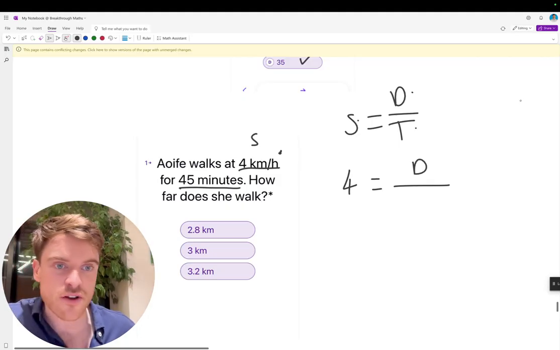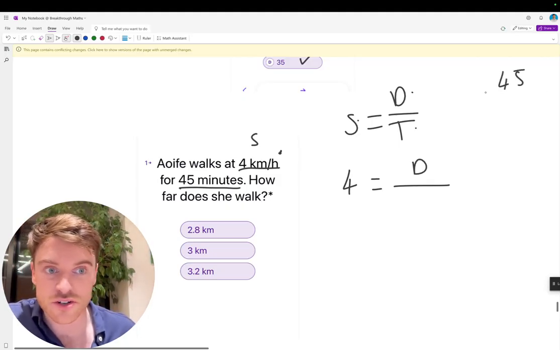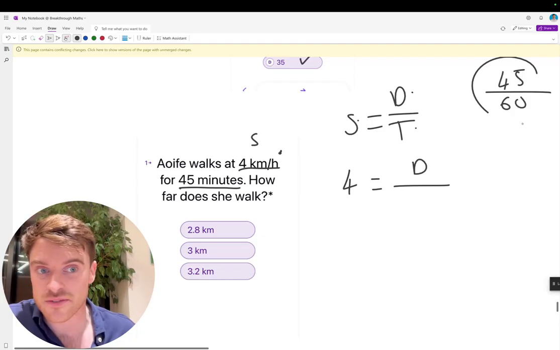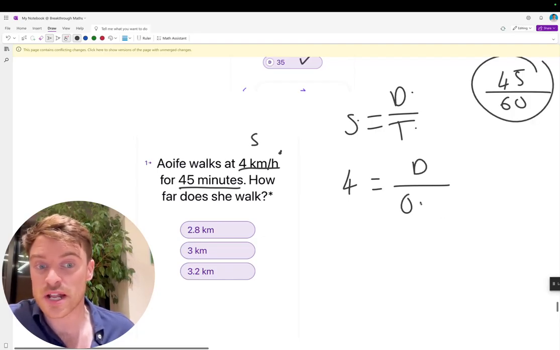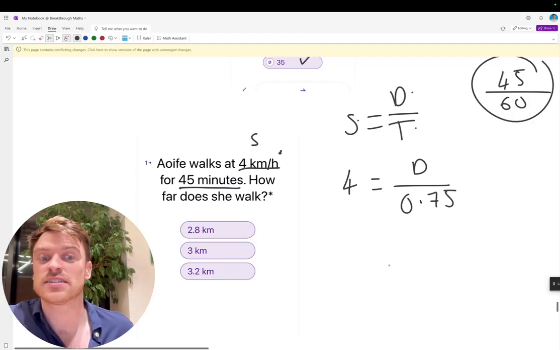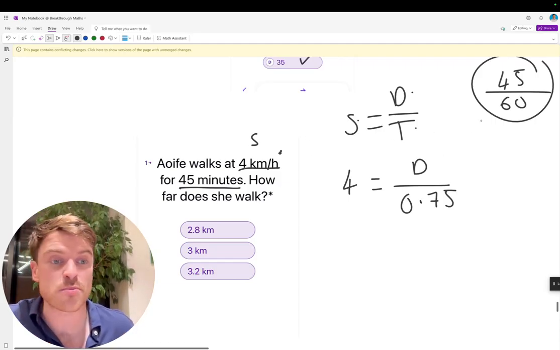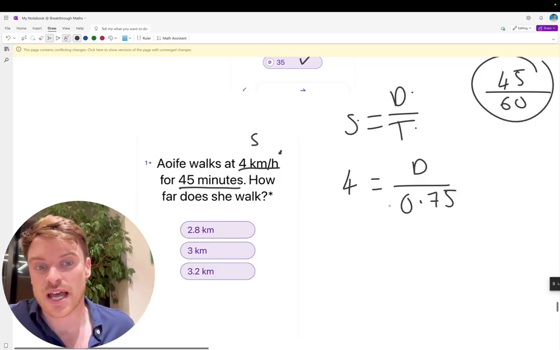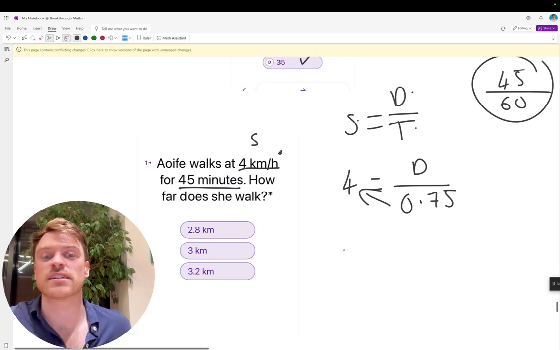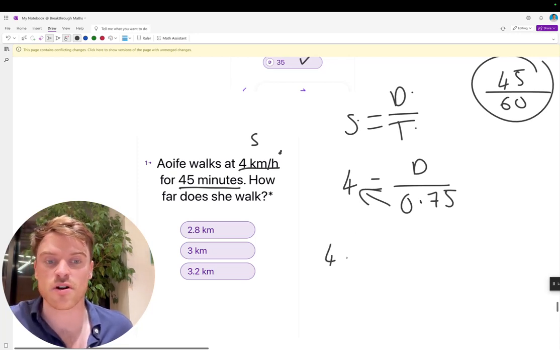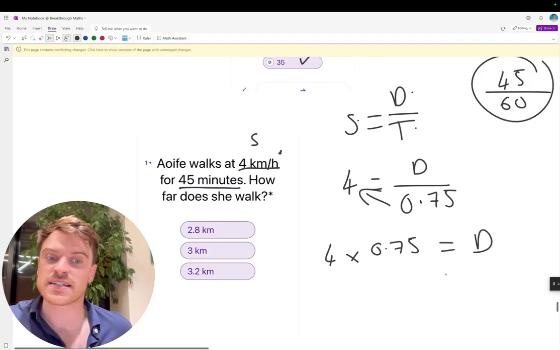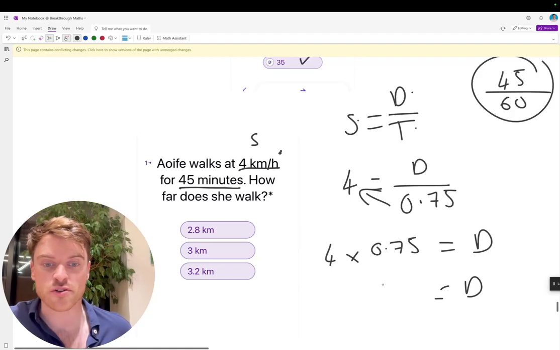So how much is 45 over 60? 3/4 of an hour, isn't it? 45 minutes is 3/4 of an hour. So you can put that into decimal format like that. That's key. Does that make sense? Because you're looking for hours, you can't be dealing in minutes. So bringing it to decimal format, and if you want the distance, you just multiply across here: 4 by 0.75 is equal to the distance. With a calculator, you're going to figure out it's 3 kilometers.